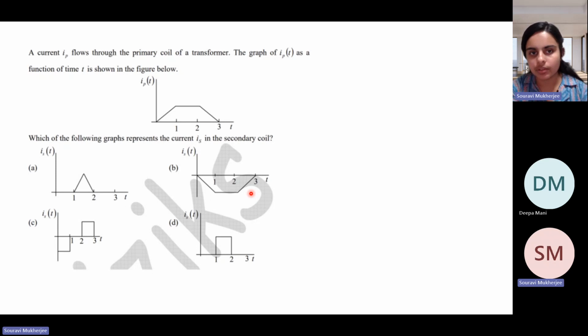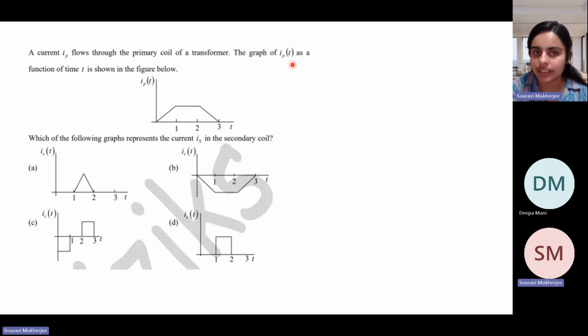Okay, you say B. Okay, why do you say B? One thing that I can understand from your answer is that you have considered the fact that it's negative, like minus, but it's just the minus of this graph. But what I said is, what is changing is the current, and the rate of change of current is changing the magnetic field, and that rate of change of magnetic field is resulting in change in flux. So IS is proportional to minus the derivative of IP with time.